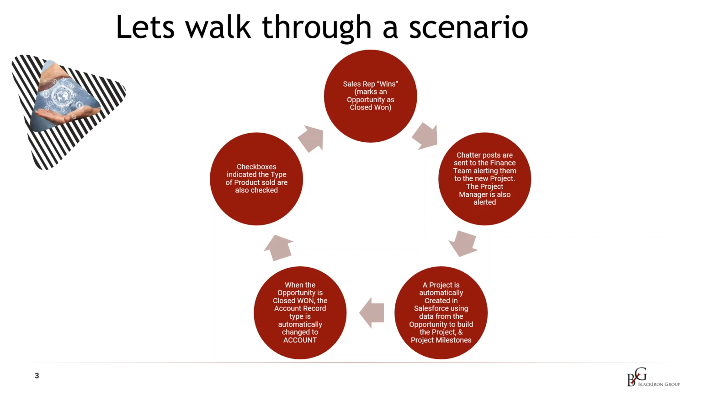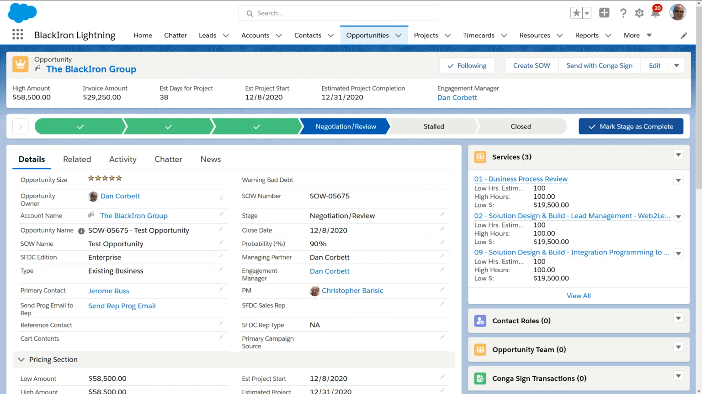So I'm going to walk you through a quick scenario. In my version, a sales rep is going to win an opportunity. Chatter posts are going to go out to the finance team. A project record is automatically going to be created in Salesforce. The account record is automatically going to be updated to a new record type, and some checkboxes are going to be marked off. So basically, one action in Salesforce is going to fire off 4 different things that happen very quickly in succession. Let's give it a spin.